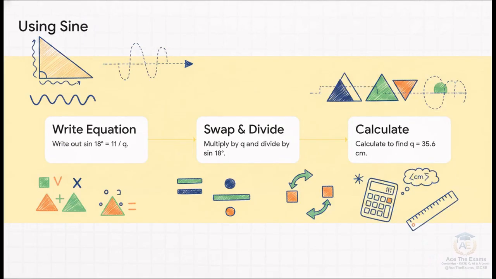Let's look at another example. Here, we know our angle is 18 degrees, our opposite side is 11, and we're trying to find the hypotenuse, which we'll label Q. Step 1, write it out. Sine 18 degrees equals 11 over Q.